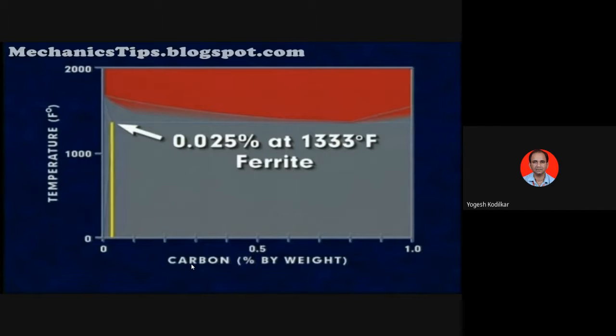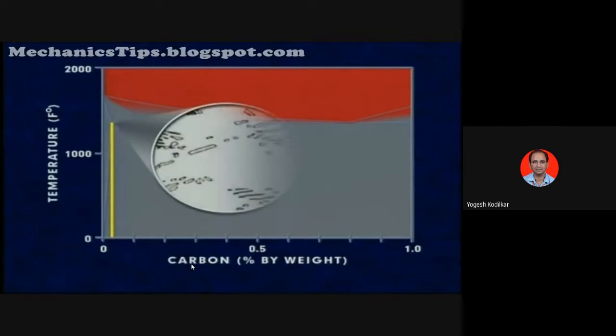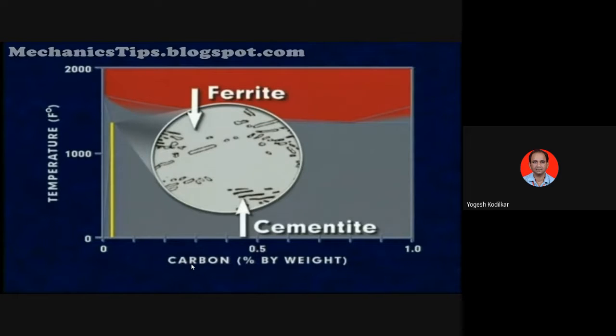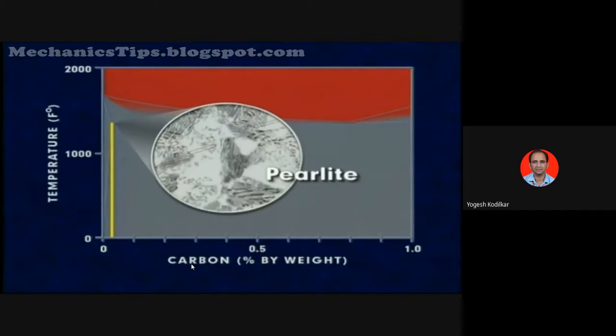So to accommodate the carbon in excess of this amount, the remaining austenite transforms to a mixture of ferrite and cementite in alternating thin, plate-like layers. This structure is referred to as pearlite. At room temperature, the steel is mostly ferrite with patches of pearlite.